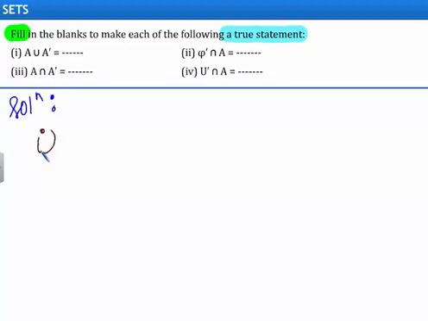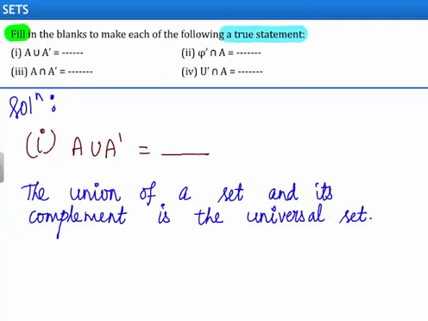In the first part of the problem, we have A union A complement. We know that the union of a set and its complement is the universal set. So A union A complement will be equal to the universal set. So let us fill in the first blank with U, that is the universal set.